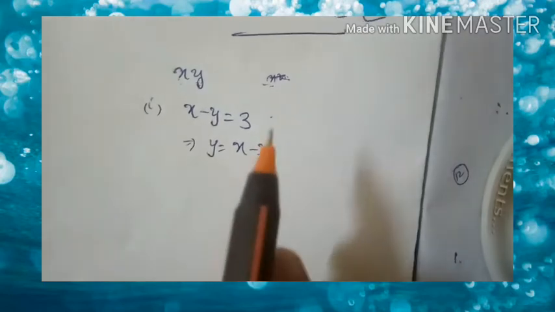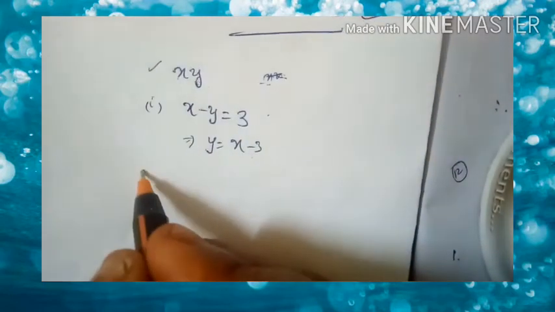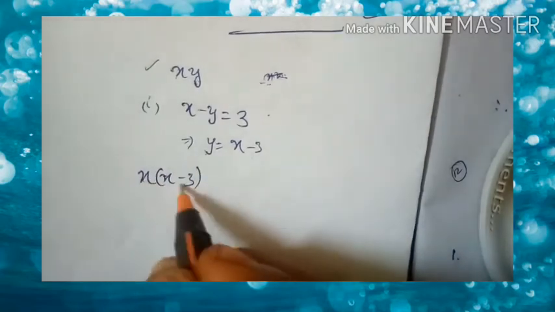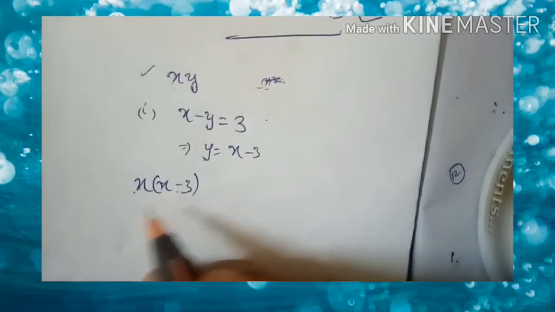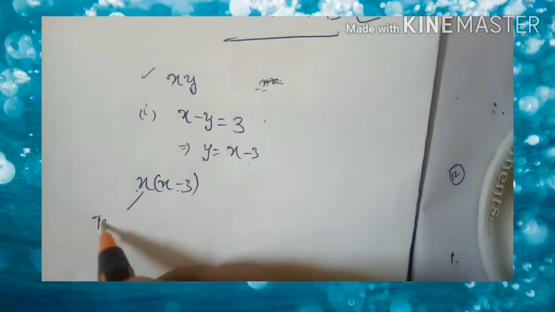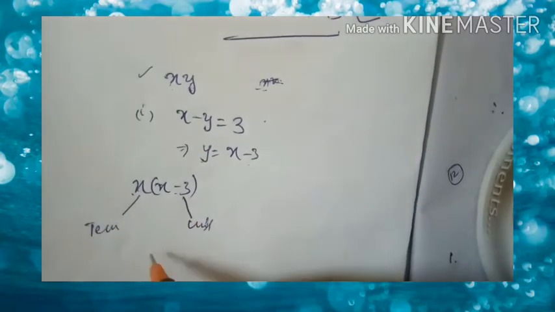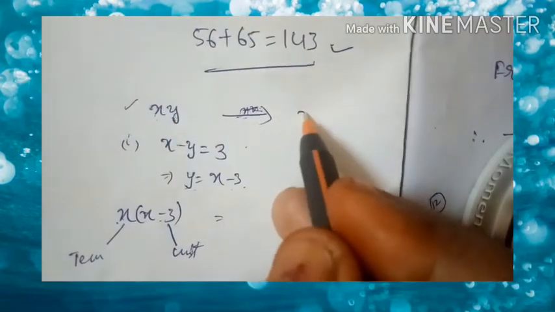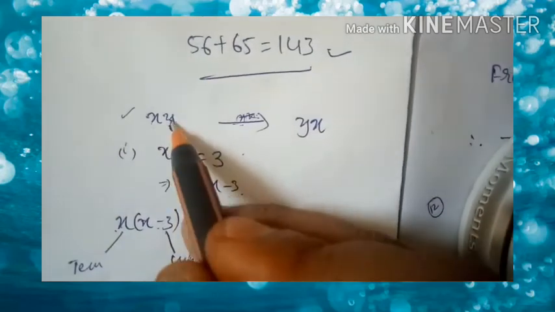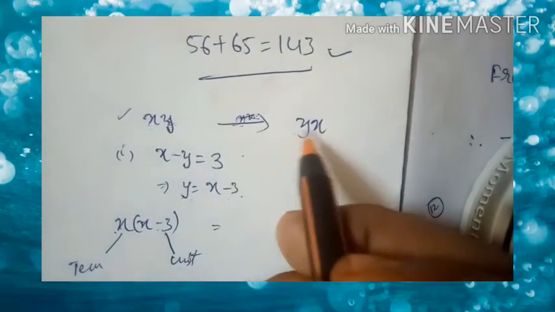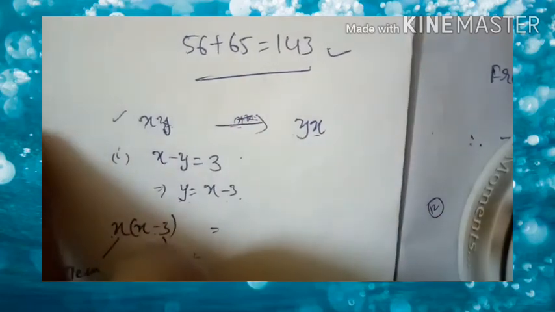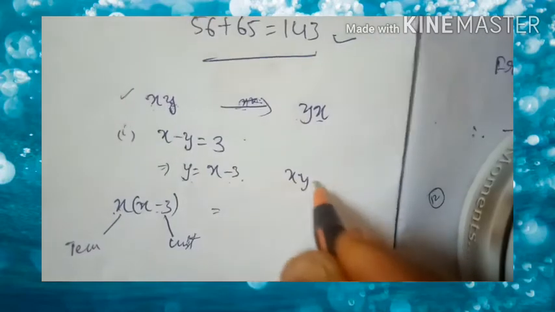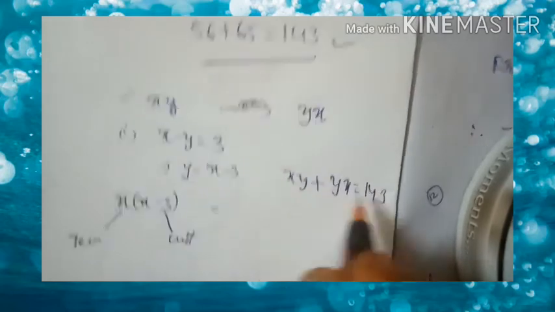Clear? So now the original number becomes x and then, what is the y value? Not x into this one. x minus 3, not into. Okay. So now this is the tens place, this is the unit place. Clear? So if you interchange the digits, then it will become yx. That means x becomes y and y becomes x. So yx. Okay. Then if you add these two numbers, we will get 143. That means xy plus yx is equal to 143.